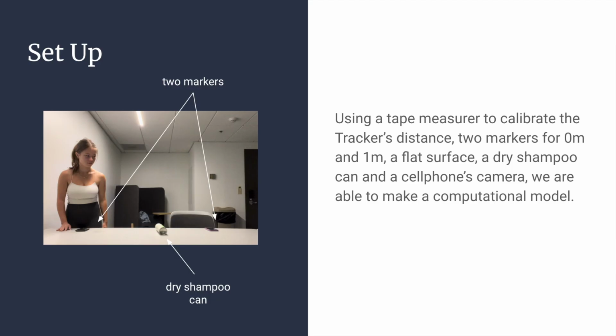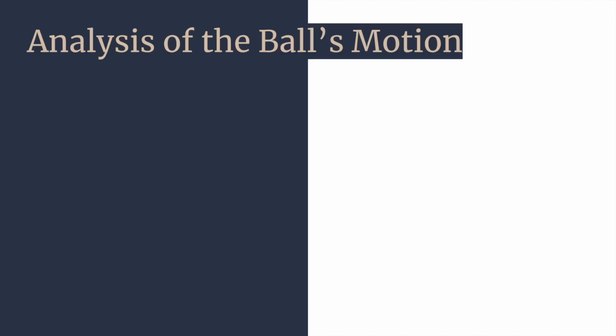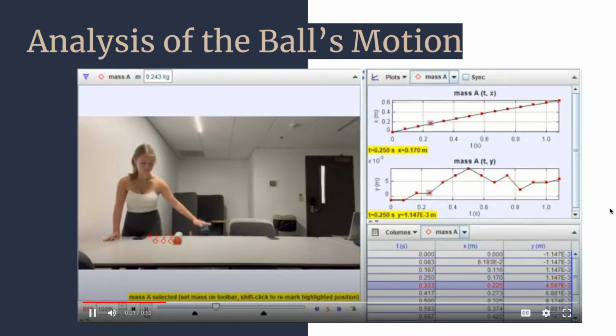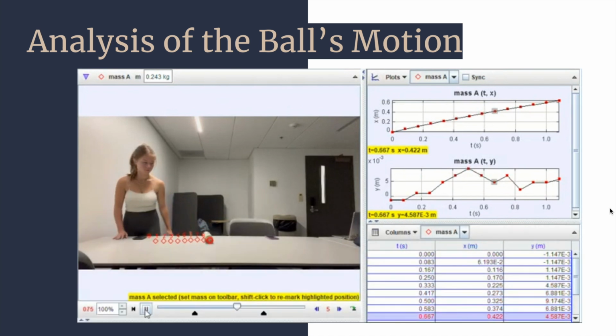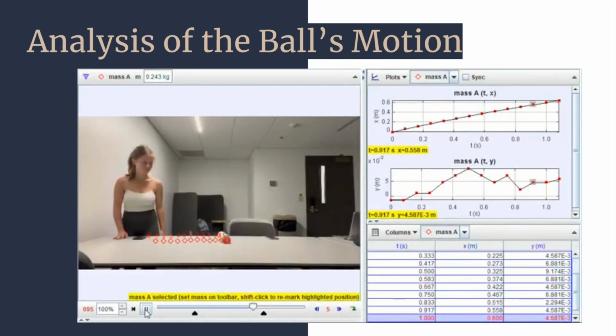So for the setup, I used a tape measure to calibrate the tracker's distance, and then used two markers to mark 0 and 1 meter, choosing right as the positive direction. And then we used a flat surface with minimal friction, a dry shampoo can, and a cell phone camera to take a video. Then we used the tracker app to calculate and record the position of the can at each time period, which is shown here. And we chose the middle of the can to be the marker position for the tracker.